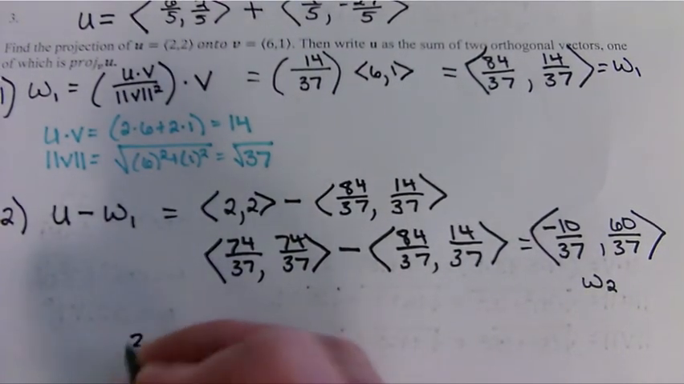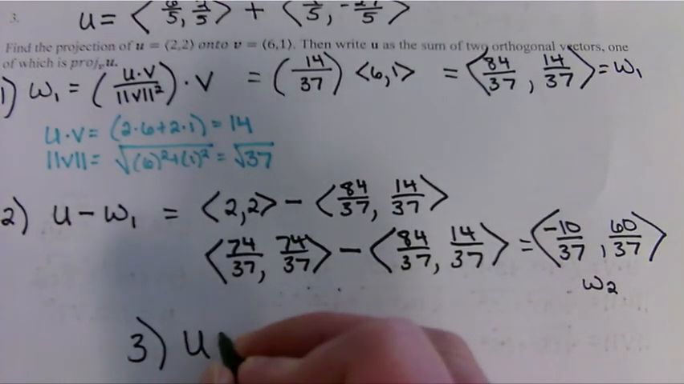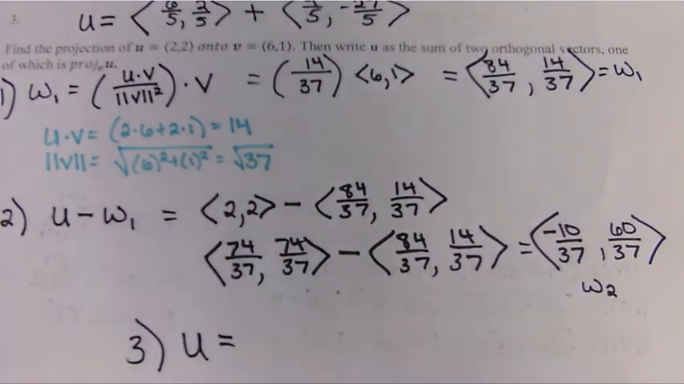So now the last step is to rewrite u by adding those two together.